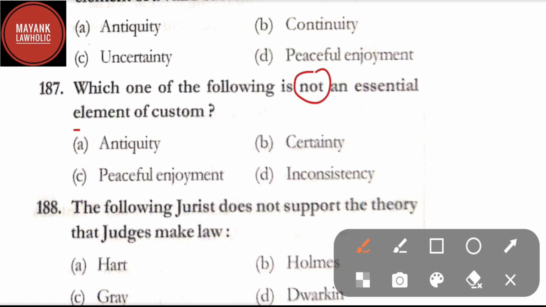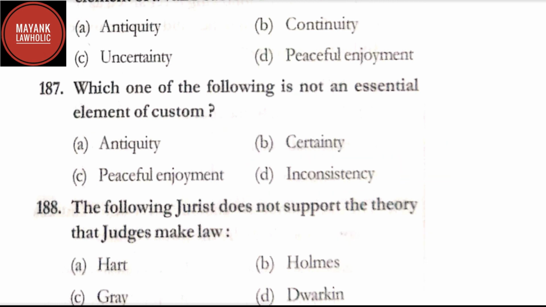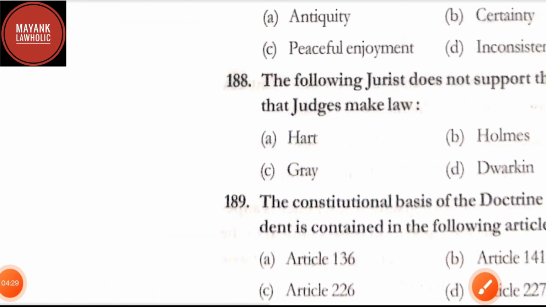Question number 187. Which one of the following is not an essential element of custom? Option A, antiquity. Option B, certainty. Option C, peaceful enjoyment. And option D, inconsistency. Here in question number 187, correct answer is option D, that is inconsistency is not an essential element of custom.